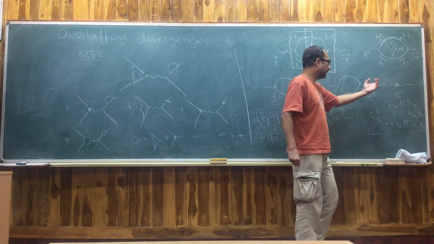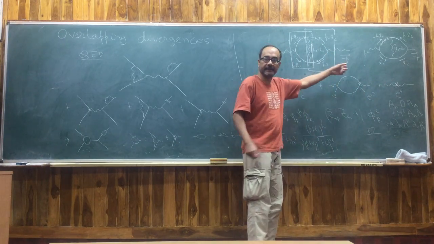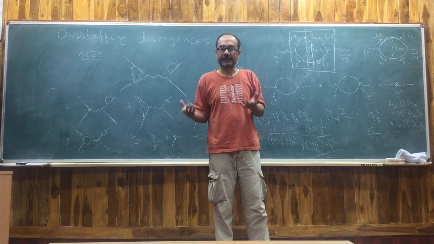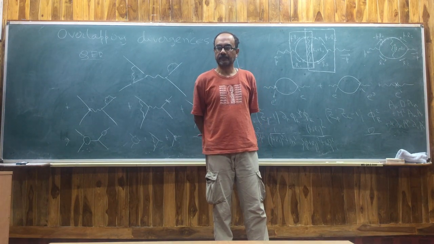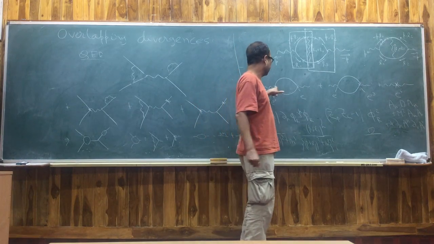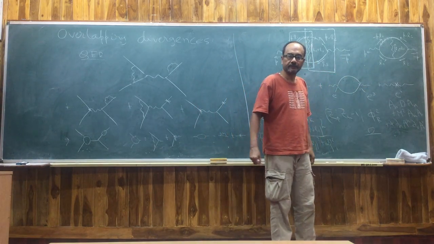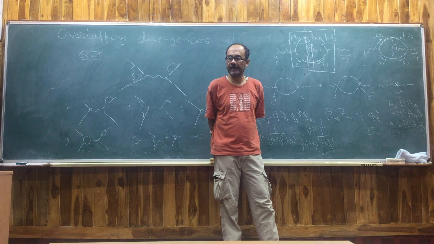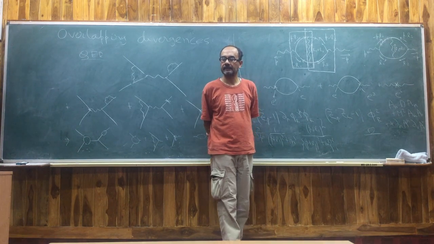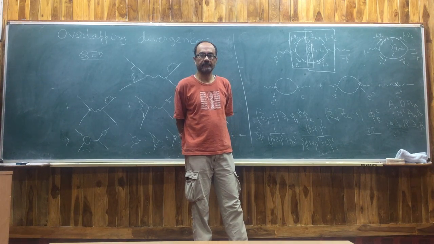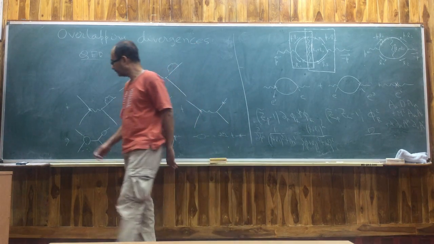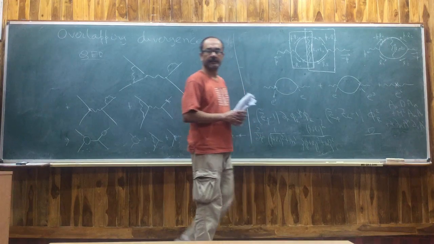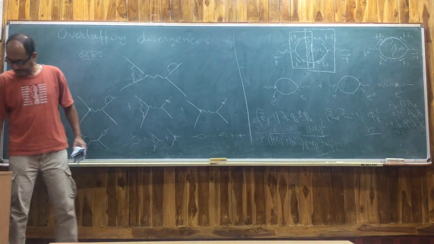So if the four derivatives of P1, the sum of these graphs, had been divergent, then there is no way to cancel it. That divergence better get cancelled when you add up these. Is this point clear? Any questions? I'll move to the next topic.